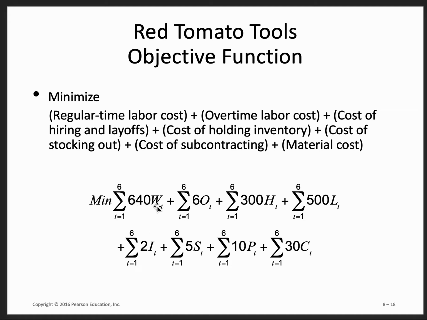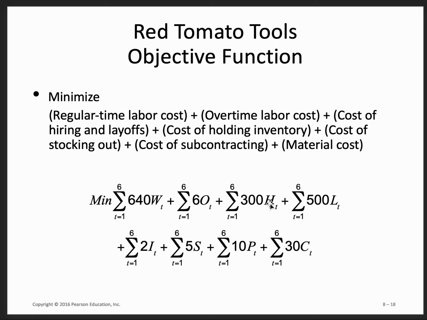So it's $640 times the number of workers that you have each month, plus it's $6 per overtime hour. So these are the total number of overtime hours you have. You multiply that with 6. So this is the cost of the overtime. So it's cost of regular time, cost of overtime, right?